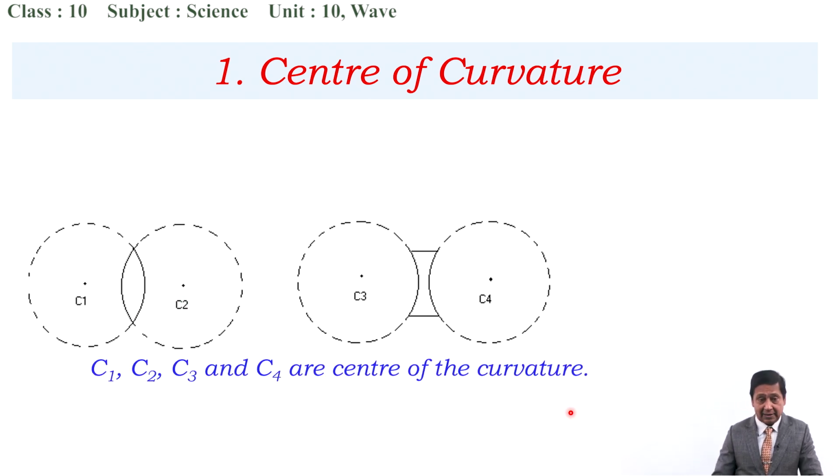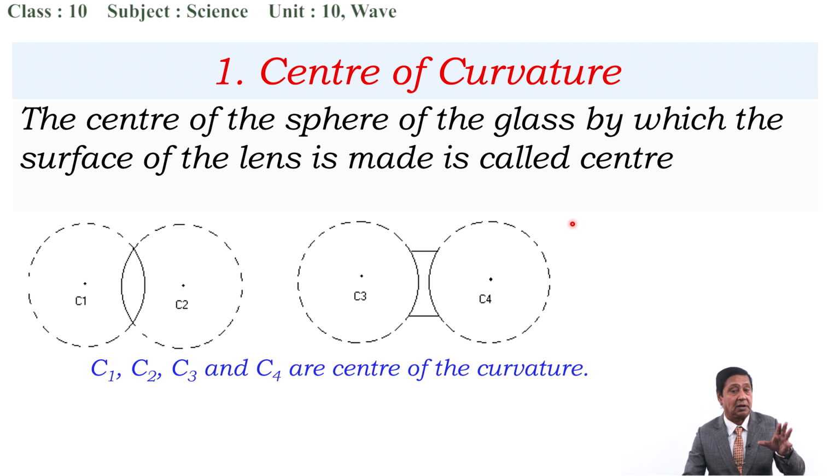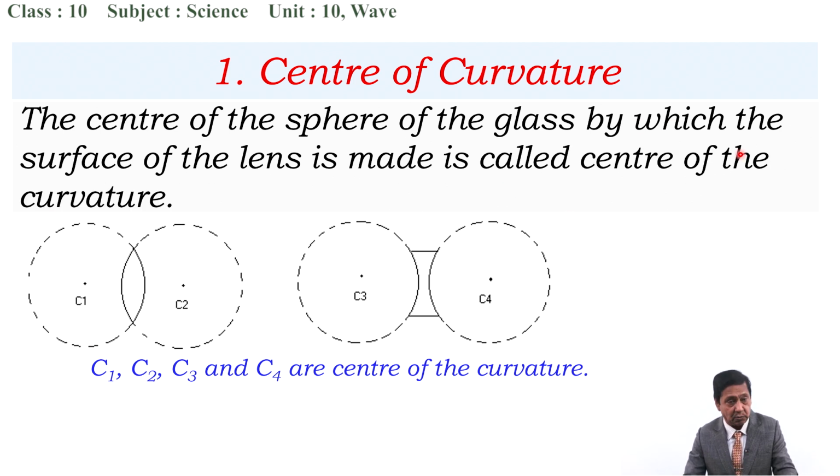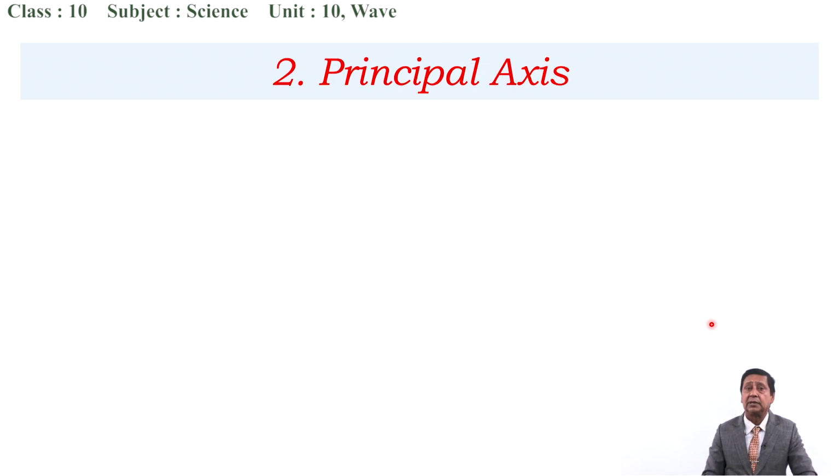We can define it this way: the center of the sphere of the glass by which the surface of the lens is made is called center of curvature. This surface is made by this center, this surface is made by this center. In the same way, for the concave lens, this surface is made by this center. The center of the sphere of the glass by which the surface of the lens is made is called center of curvature. Okay, let's go to the second point.